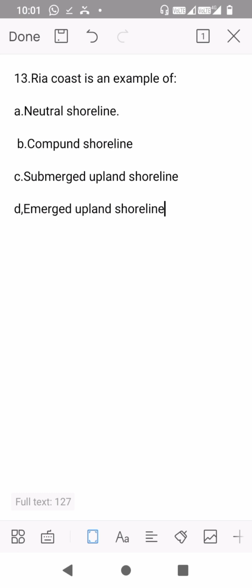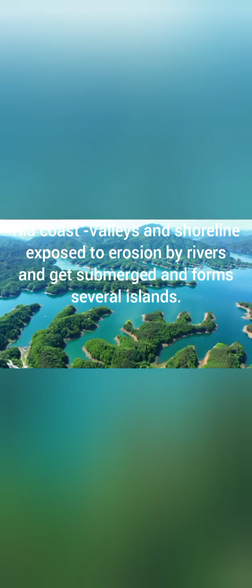Compound shoreline, C. Submerged upland shoreline, and D. Immersed shoreline. And this is a very frequently asked question. And the right answer is Ria Coast.